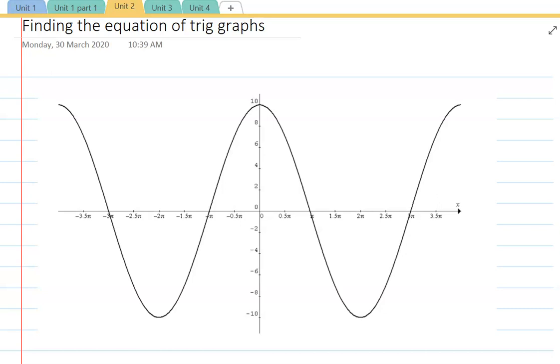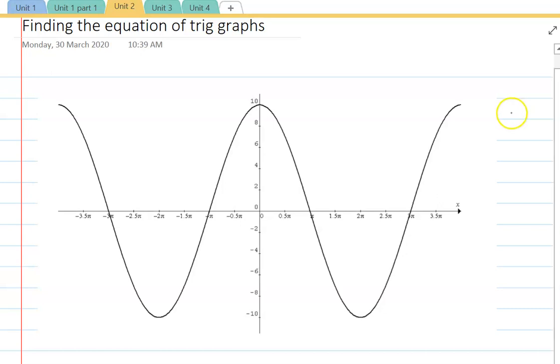The maximum point on this graph is at 10 and the minimum point on this graph is at minus 10. Now that means our amplitude is going to be 10. We can see that the x-axis is our equilibrium position. That means that it's the halfway mark between the maximum and the minimum. So therefore the graph has not shifted up or down, so the value of d is going to be 0.